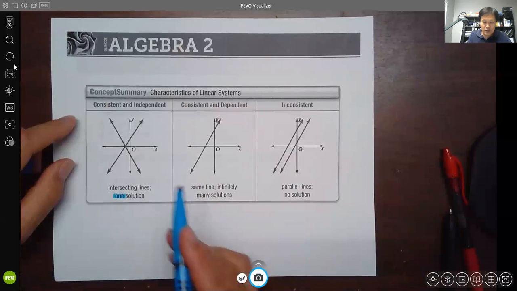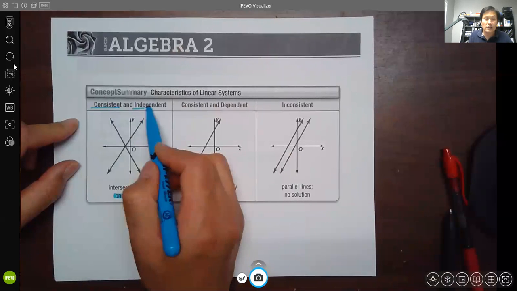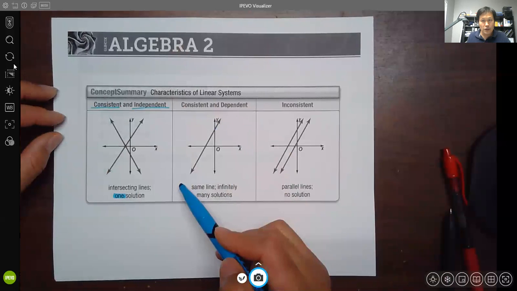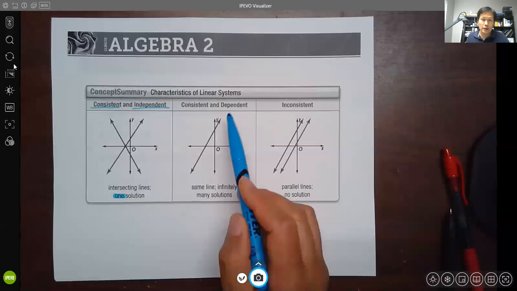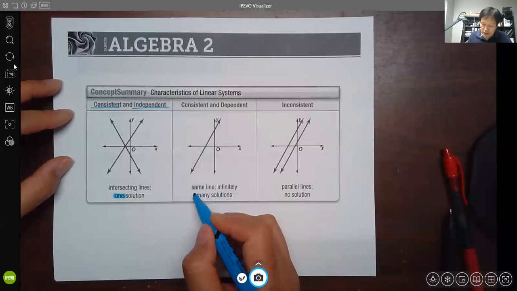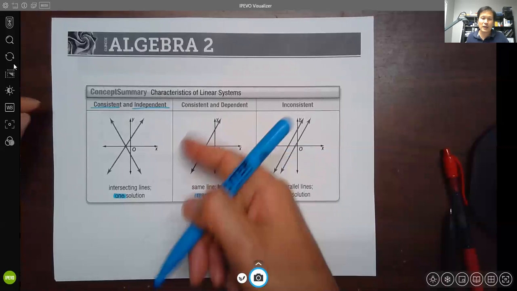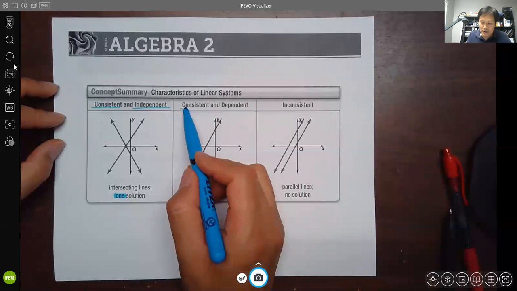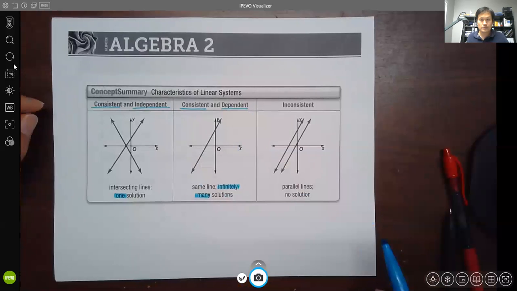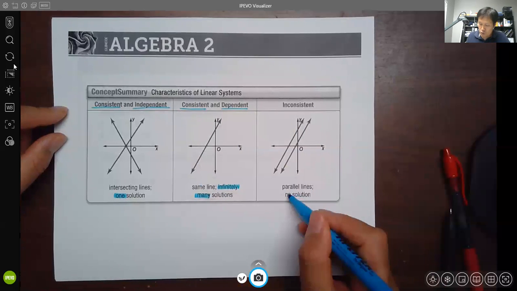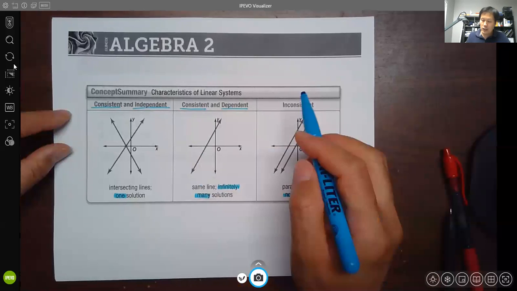We call that consistent and independent. Okay, if two lines are overlapping each other, basically they are the same line. Many solutions, infinitely many solutions. We say consistent, dependent. Parallel lines never meet each other. No solutions. Inconsistent.